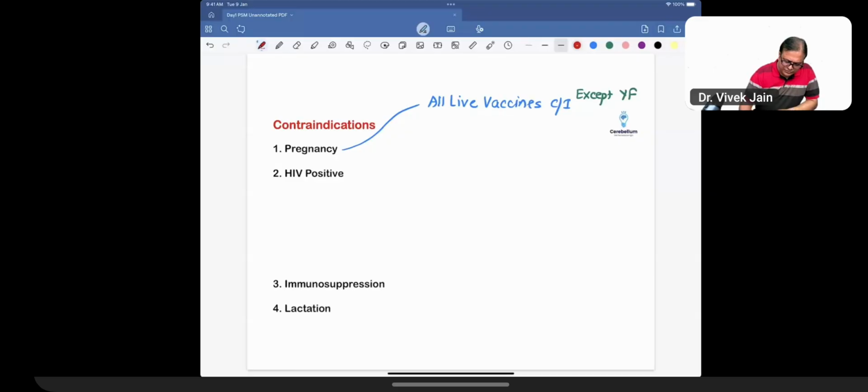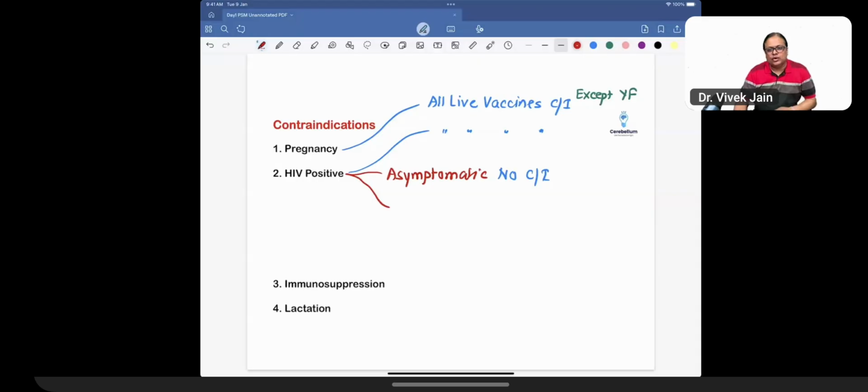HIV positive, vaccine contraindicated. All live vaccines, because again it is an immunosuppressed state. CD4 count is low. If a person is asymptomatic, there is no contraindication. So which vaccine you can give? HIV positive without symptom. Which vaccine you can give? All vaccines. Whichever he requires, you can give any vaccine.